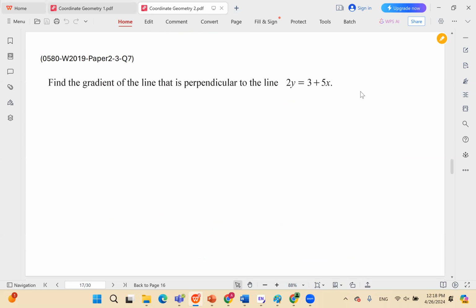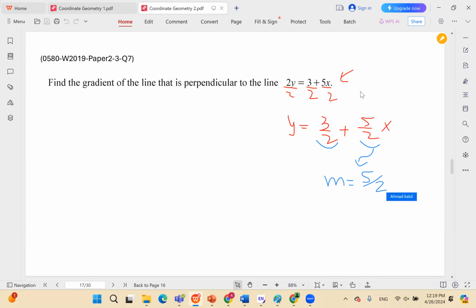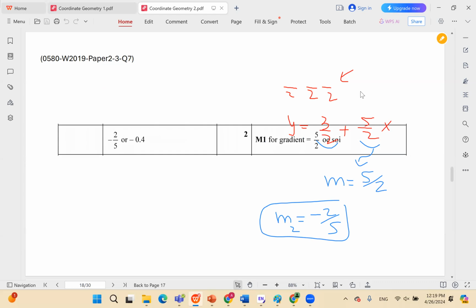Find the gradient of the line that is perpendicular to the line 2y equals 3 plus 5x. So again, we need to first find the gradient of this line. So we divide everything by 2. So y equals 3 over 2 plus 5 over 2 x. Some of you may be tempted to say that this is the gradient. Of course, this is incorrect. We don't take the first number that we see. We take the number that is next to the x. So this is actually the gradient. It's 5 over 2. So therefore, our gradient will be negative 2 over 5. So m2 will be negative 2 over 5. And this is the correct final answer.